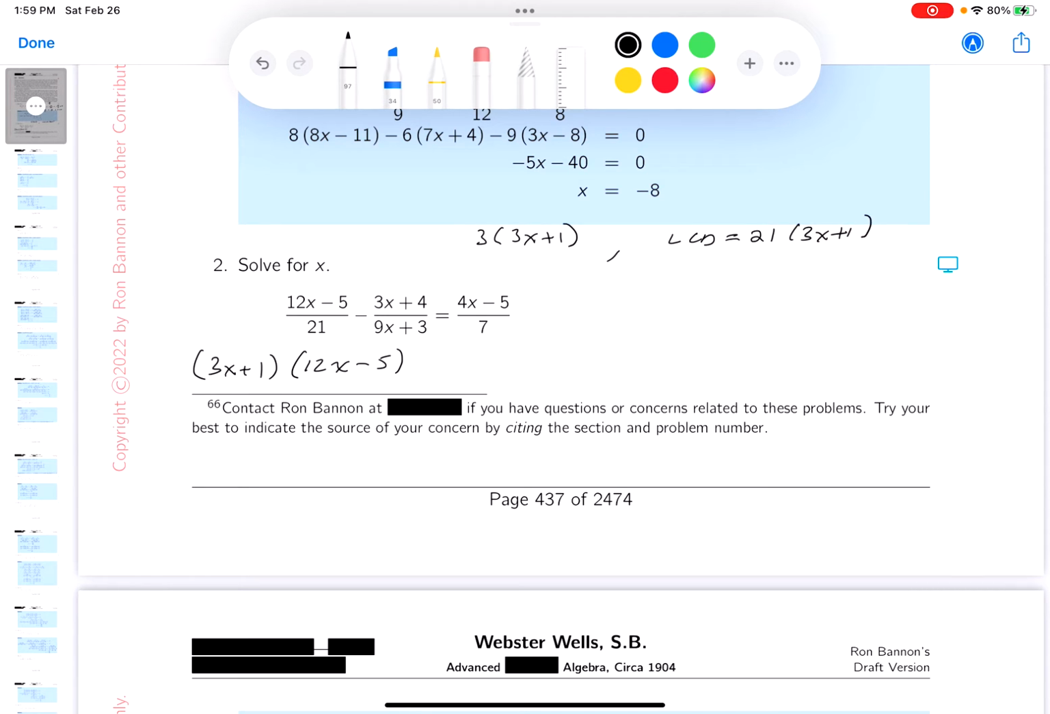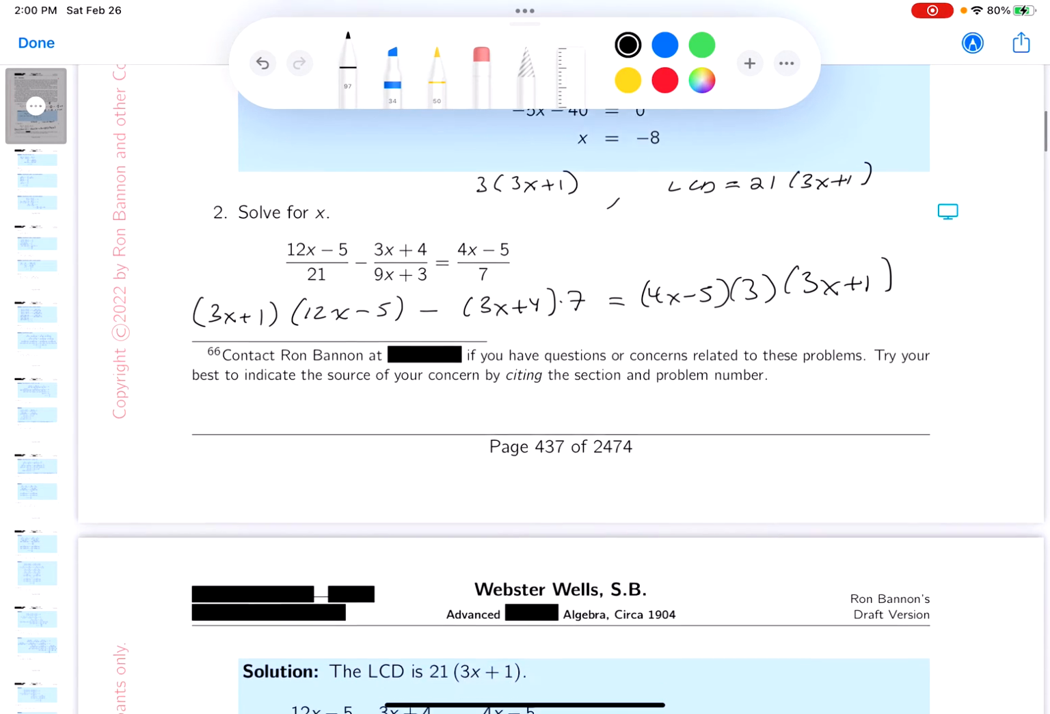Let's do the next thing, which is minus. We get 3x plus 4, certainly. And let's see, you'd get 7 then. Right, because the 3 would cancel, you get a 7, and the 3x plus 1 cancels, good. What do you get on the right side? Well, you certainly get 4x minus 5. And then the 7 cancels, you get 3 then. And you get 3x plus 1.